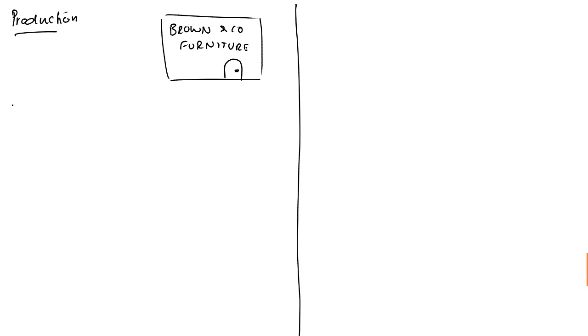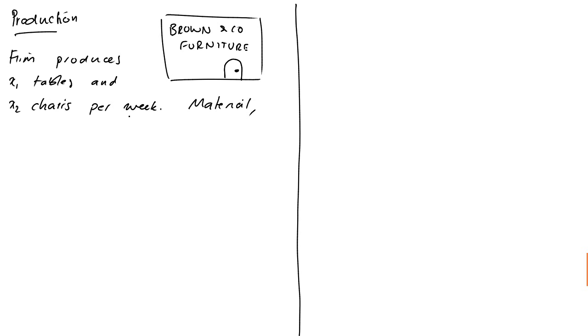There it goes. Okay, so what we produce, the firm produces X1 tables and X2 chairs per week. And we have that material, labor, and profit are as follows. Okay, so just draw up a table of some various constraints we've got.